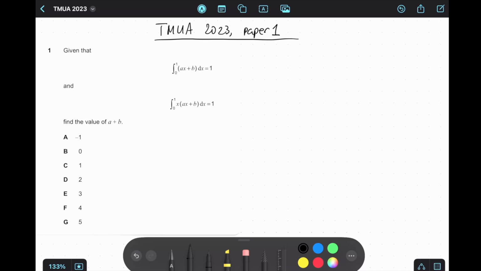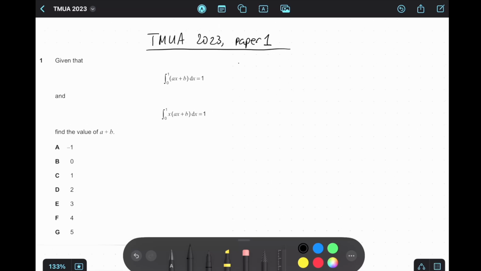So our approach for this question would be to basically evaluate the indefinite versions of these integrals, and then we will use the indefinite integrals to solve the definite integrals, and then convert this into a simultaneous equations problem. So let's see exactly how we will do it.